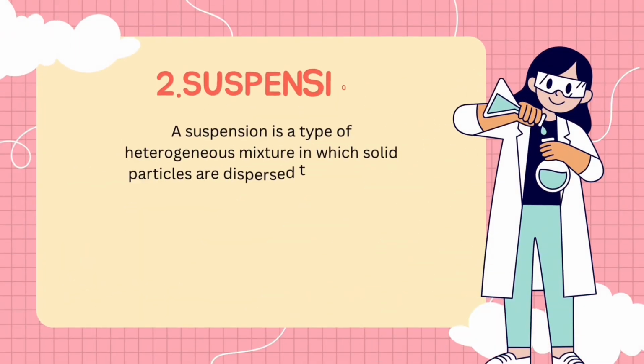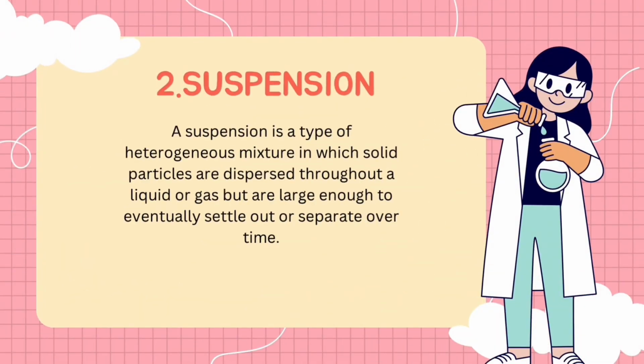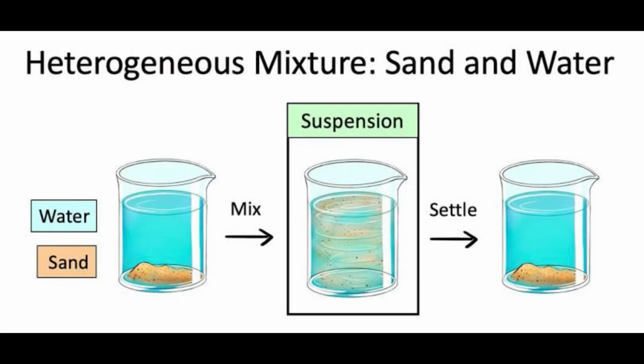We know a suspension if the particles in a solvent are so large they settle out unless the mixture is constantly stirred or agitated. And here is an example of suspension, which is muddy water. We mix sand and water, and after a while the sand settles down, so it's suspension.